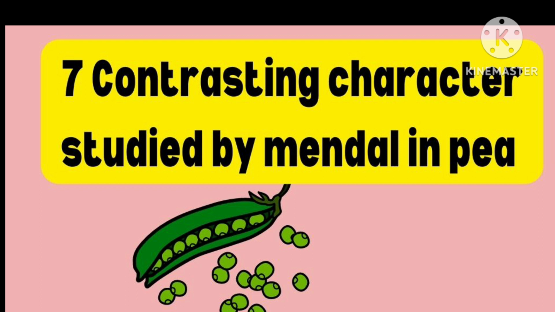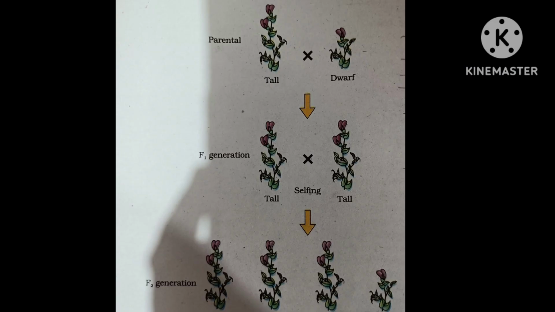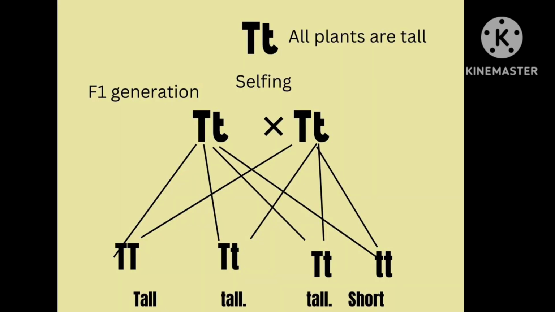Now, inheritance of one gene. Let us take the example of one such hybridization experiment carried out by Mendel. He crossed tall and dwarf pea plants to study the inheritance of one gene. He collected the seeds resulting from the cross and grew them to generate plants of the first filial generation, the F1 generation. Mendel observed that all the F1 progeny plants were tall, like one of its parents. None were dwarf.